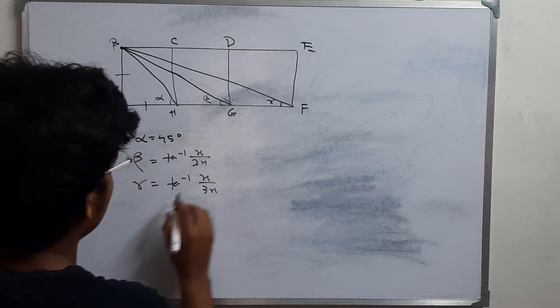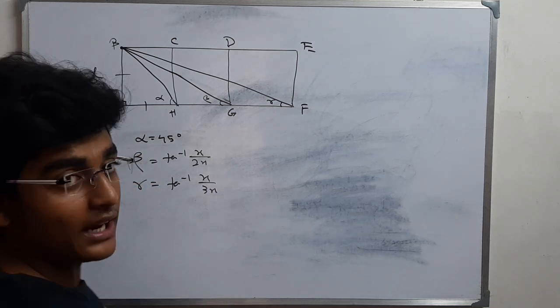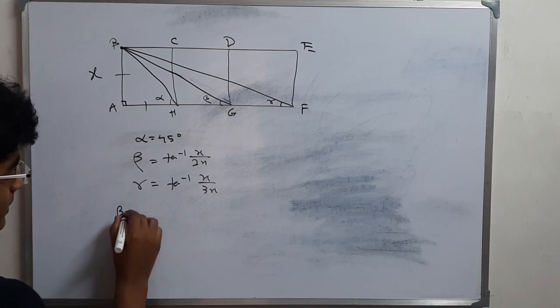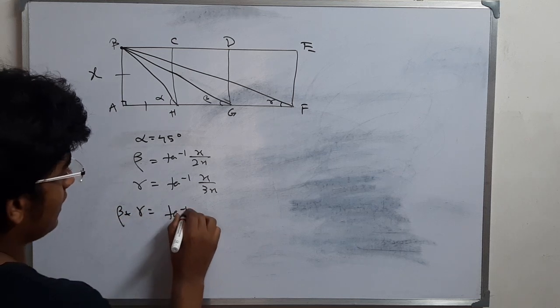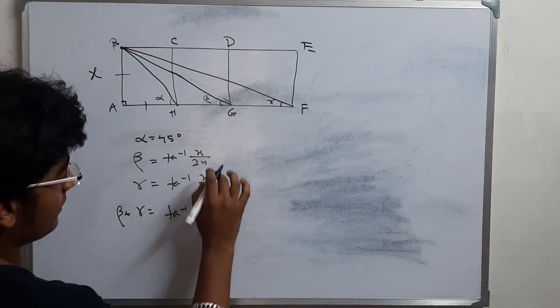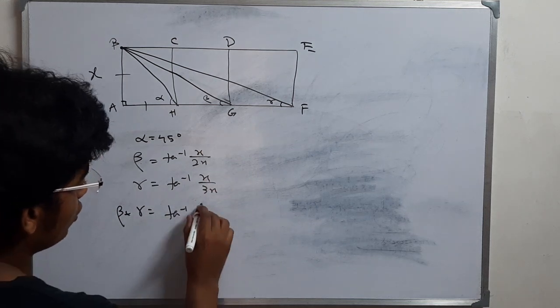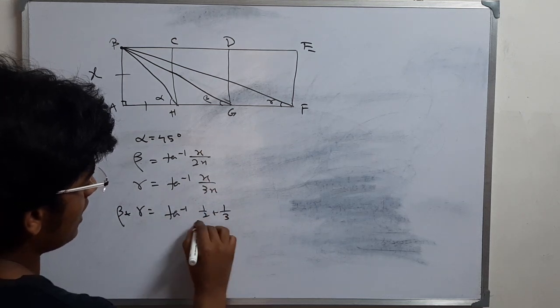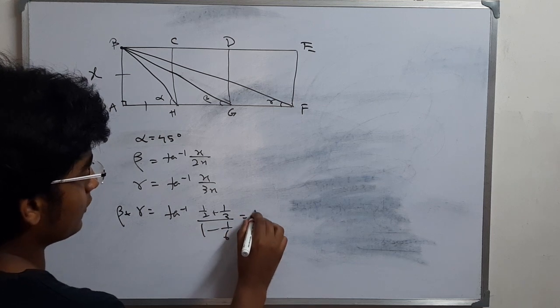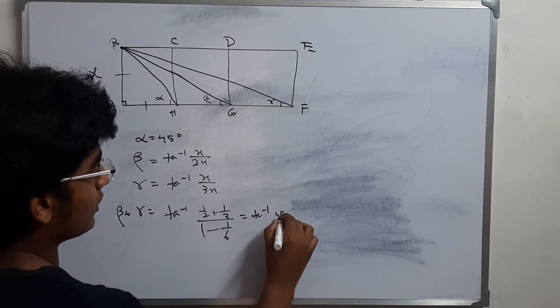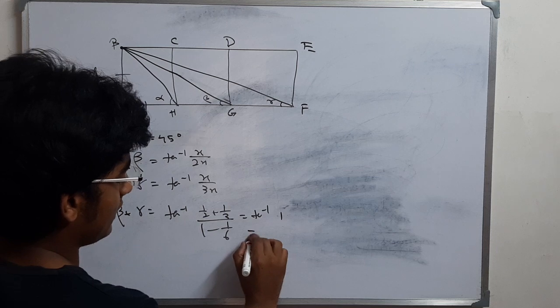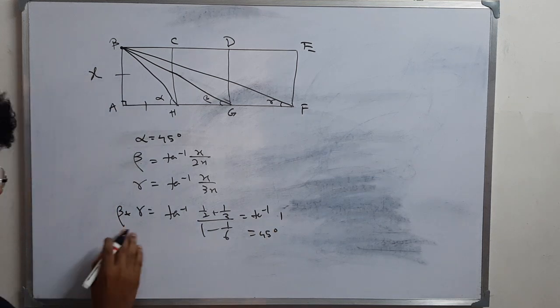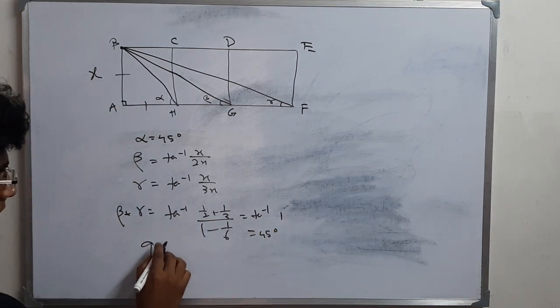Then he would have added beta plus gamma using the inverse tangent formula. This would have been a half plus a third, over 1 minus a sixth, which leads to tan inverse of 1, that is 45 degrees. So alpha plus beta plus gamma comes out to be 90 degrees.